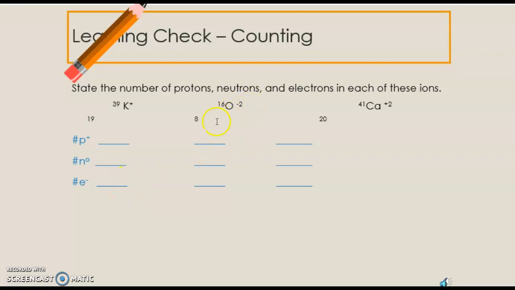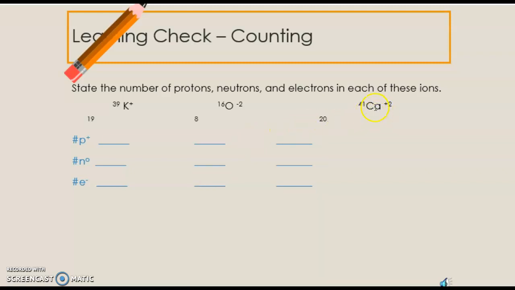Let's look at oxygen. Oxygen has an atomic number of 8, so it's got 8 protons. But out here to the side, as a superscript, it says -2. That means that it gained 2 electrons. So instead of having 8, it is now going to have 10 in its outermost energy level.